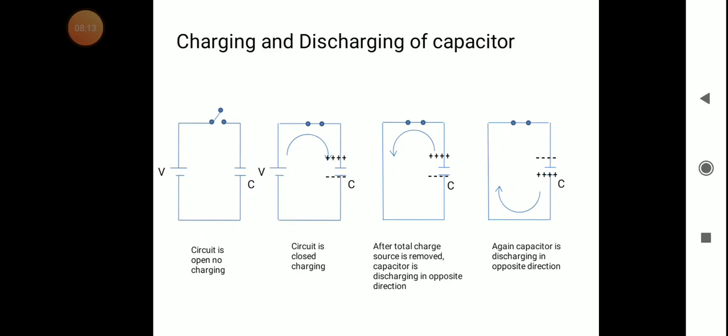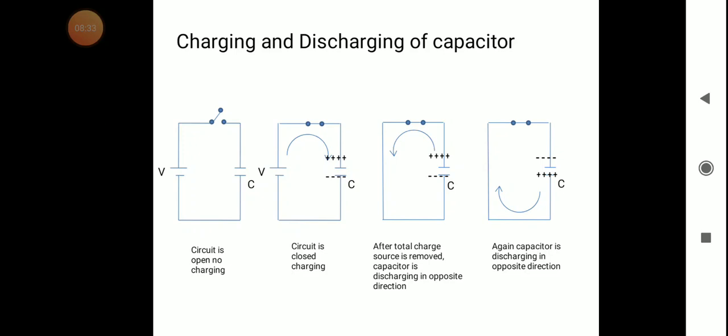Whenever we charge the mobile, the charger puts the energy into the battery. After that, if you use the mobile, the charge will be discharged. Like that, a capacitor is like a battery. It charges the energy, and after charging, it discharges the energy.